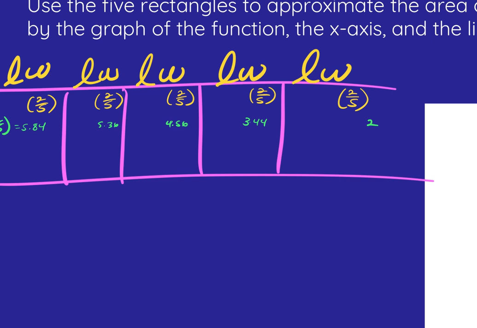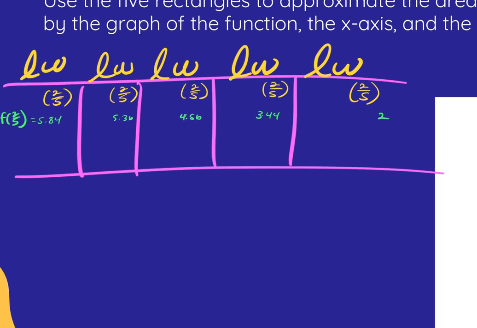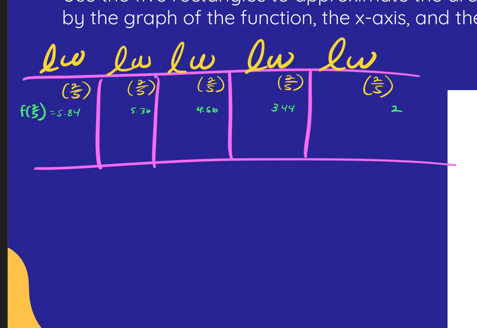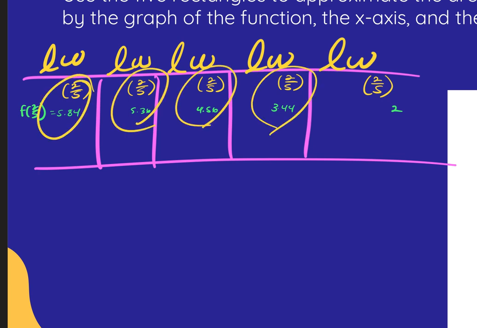So again, individually I could have done 6 minus 2/5 squared, and then 6 minus 4/5 squared, and then 6 minus 6/5 squared, like that. Or you could type that in as your y equation and then find f of 2/5, or y1 of 2/5, y1 of 4/5, like that. And then I am multiplying each of these out to get the area of each separate rectangle, okay? You can do this 2 ways.